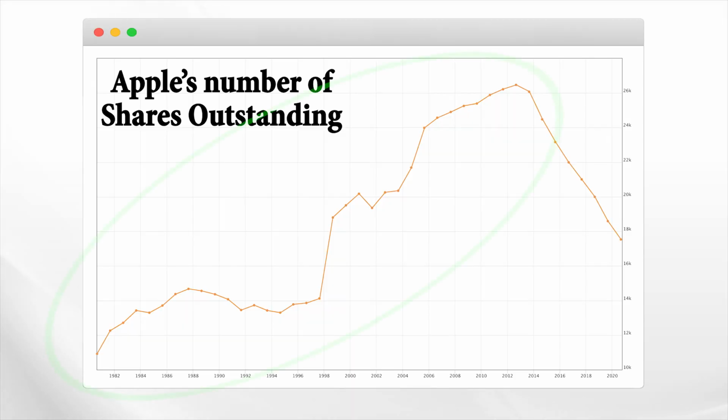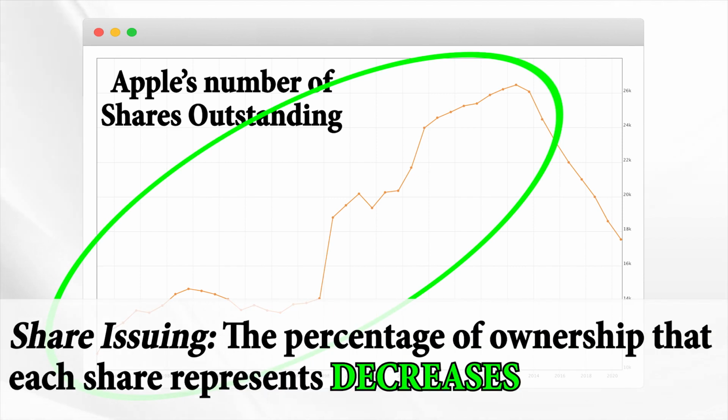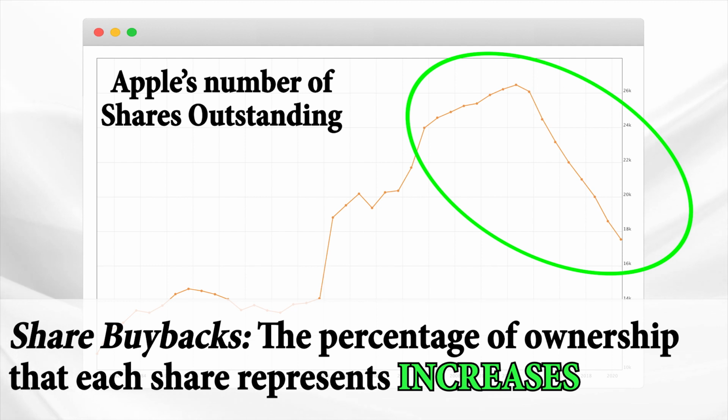Share buybacks like this, by the way, are just a way of returning value to shareholders. It's basically an alternative to paying a dividend. Quickly, in regards to share issuing and share buybacks, when a company issues new shares, the percentage of ownership that each share represents decreases. And that's because the ownership is now spread out amongst more shares outstanding. And when a company buys back shares, the percentage of ownership which each share represents increases.